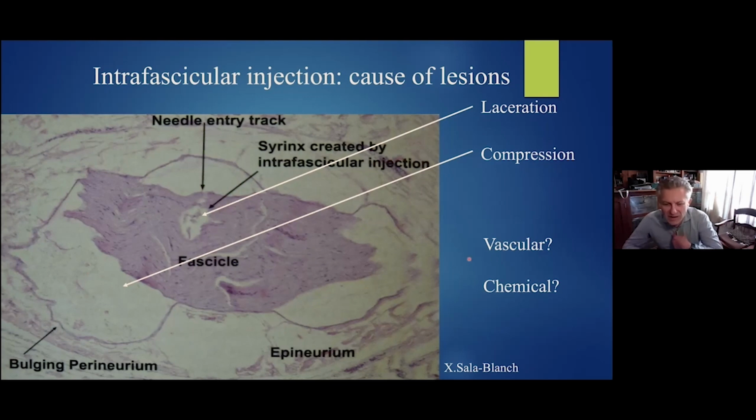But we cannot see the compression of the vessels with ischemia as a result, or the causing of a thrombus in a vessel, which also will cause ischemia. And what about the chemical-induced neuropathy? No idea, of course. We cannot see this under the microscope.